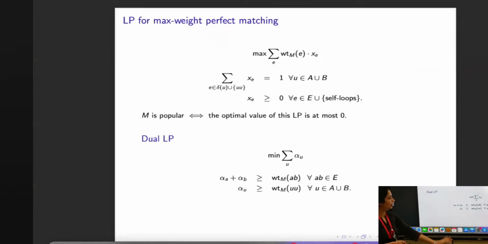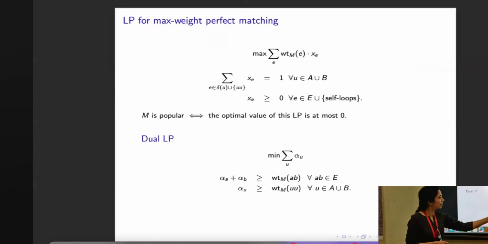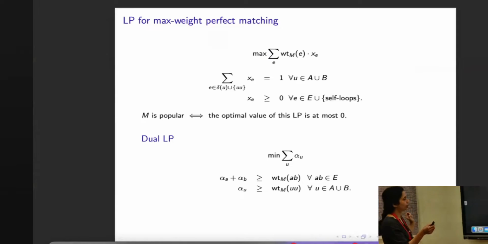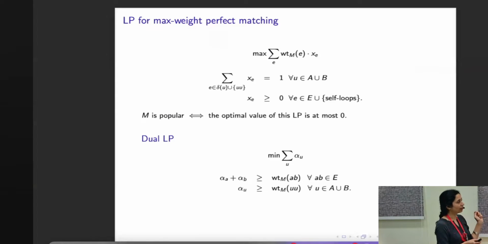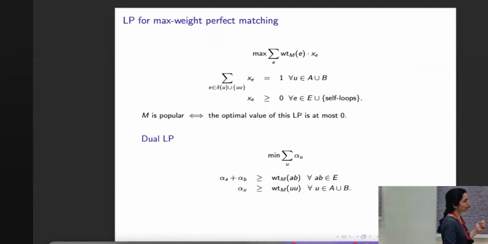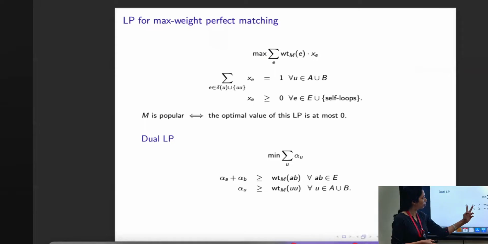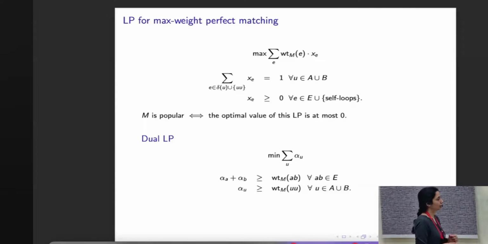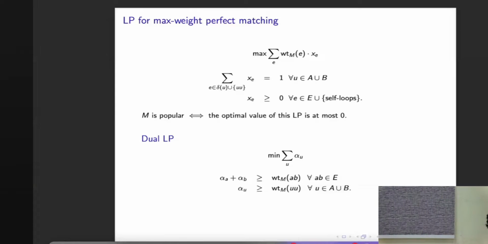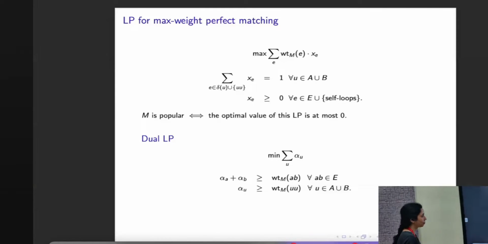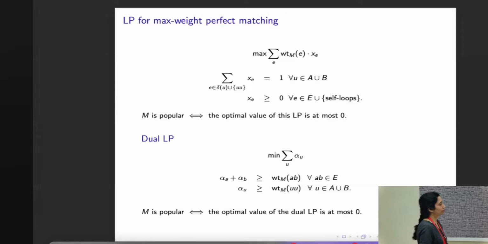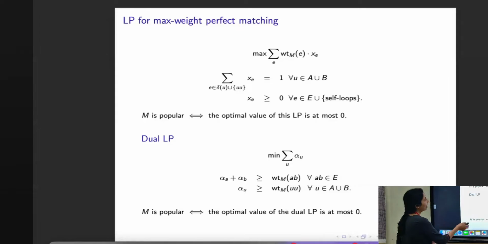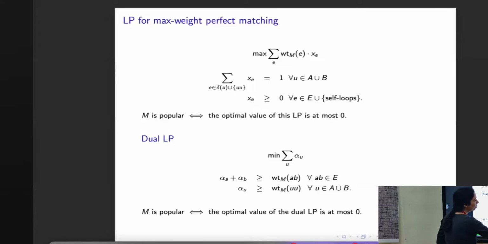And the constraints in the dual LP are, in a way, this translates to every edge has to be covered. You have to come up with an alpha value for every vertex so that the sum of the alpha values of the endpoints of every edge is at least the weight of the edge, and each alpha u has to be at least the weight of the self loop at u. That's what you get if you just syntactically write the dual. And LP duality tells us that M is popular if and only if the optimal value of the dual LP is at most 0.